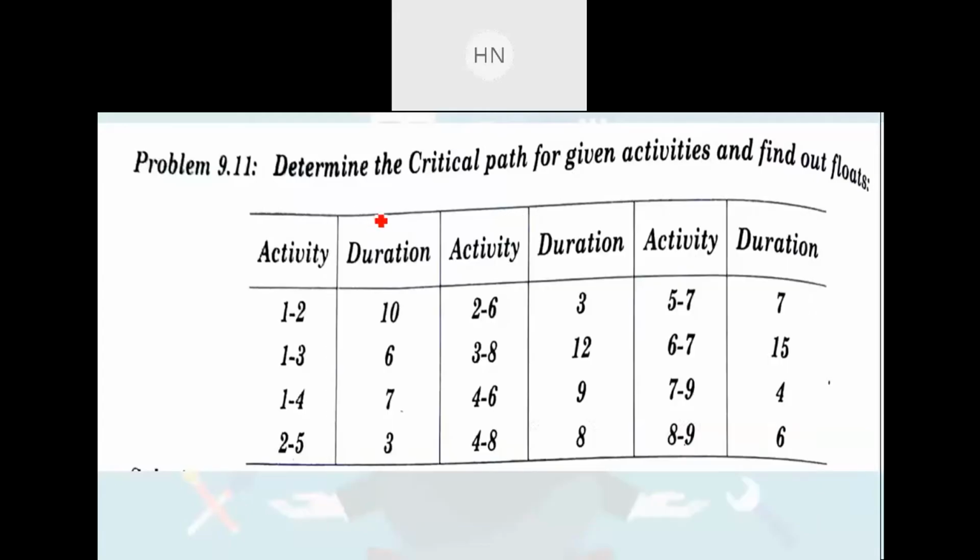Okay, so let us solve the problem. What you are given here is: determine the critical path for the given activities, and find out the floats. So what you need to do is determine the critical path as well as find out the float, and you will be finding out the total time that is required for the project or to complete all the activities, right?